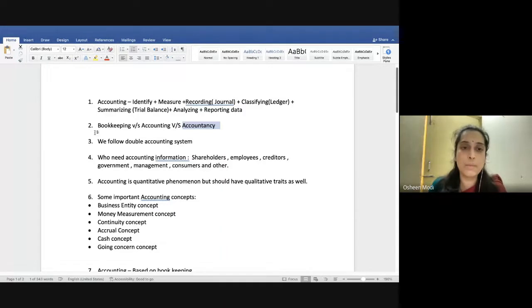Right? So bookkeeping, accounting, if somebody would ask you whether bookkeeping and accounting are different from each other, no, they are dependent upon each other.